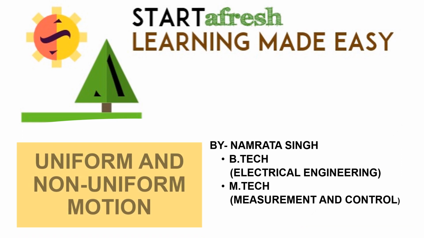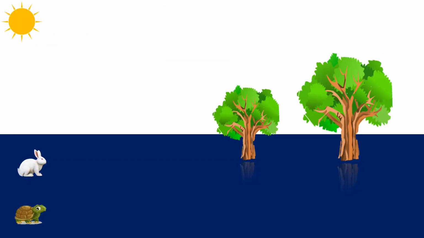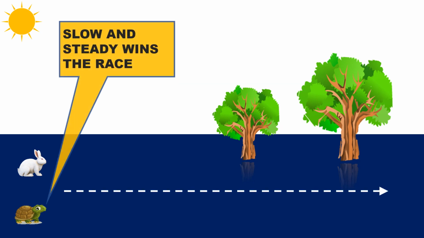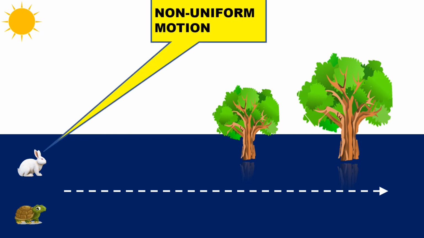Today's topic is uniform and non-uniform motion. You all must have heard the story of the tortoise and the hare, where we learned the lesson that slow and steady wins the race. Let's see the same story from a science perspective. The tortoise remained in uniform motion, whereas the hare's motion was non-uniform.